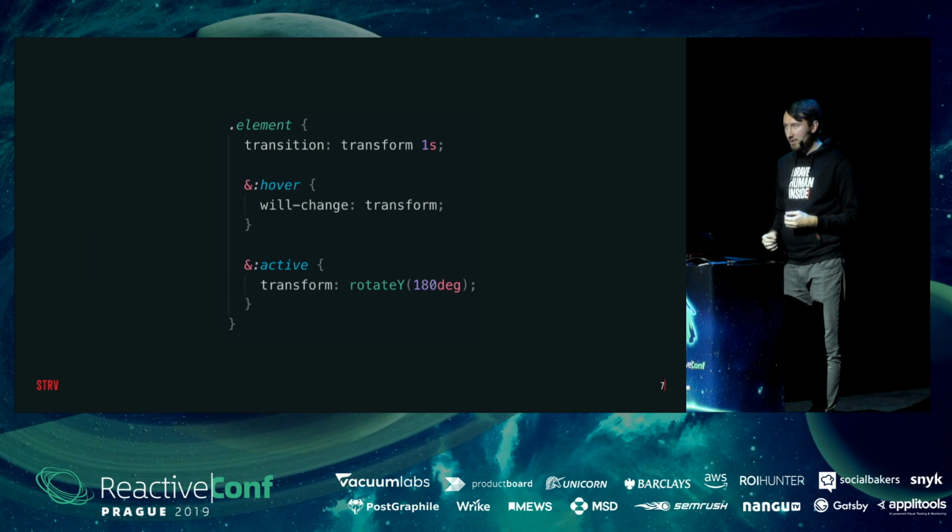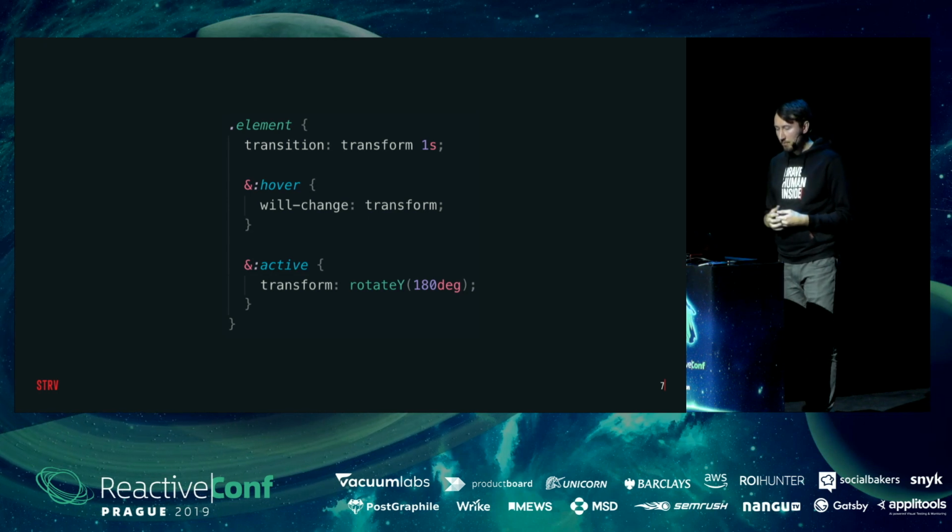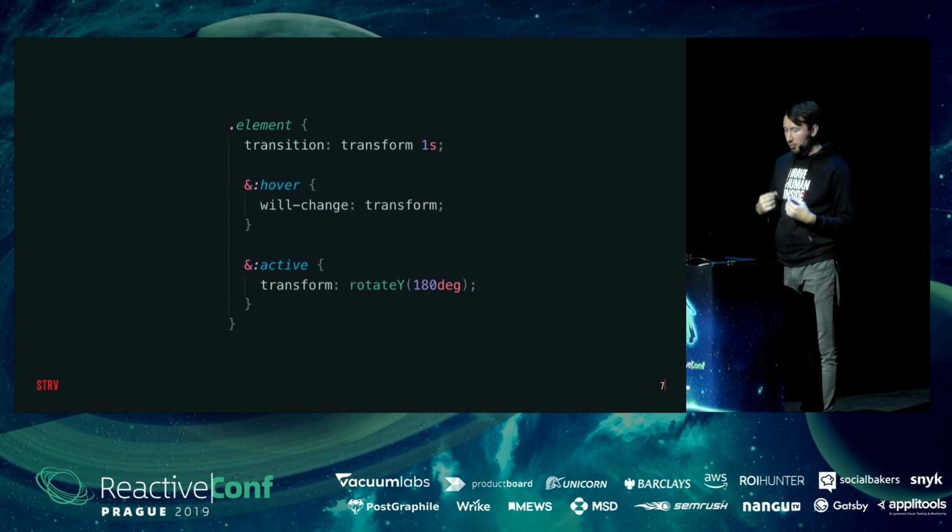Also, for optimal performance, it is recommended to add the will-change property right before the animation begins and remove it after it finishes. So, for example, if we animate an element on click, it's a good idea to add the will-change property on hover.